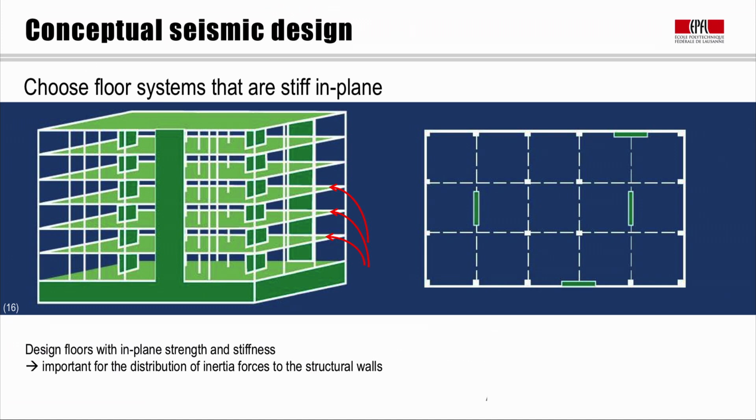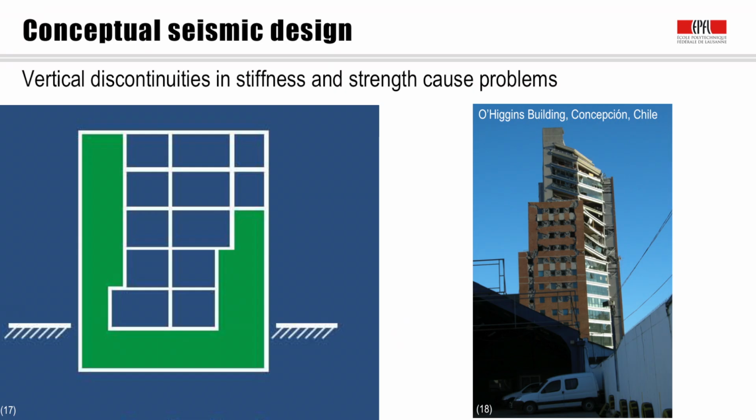Another element of the building that is very important are the floors, the floor slabs. So we should really choose systems that are relatively stiff in plane. This will allow us to transfer the forces from the floors back to the walls, and the walls can then take the forces down to the foundation. So if the floors are stiff in plane, it will allow us to distribute the forces well between the different walls. So let's go back to the vertical elements, to the walls.